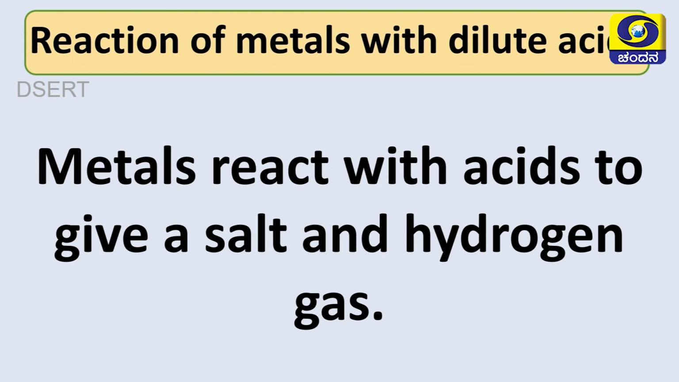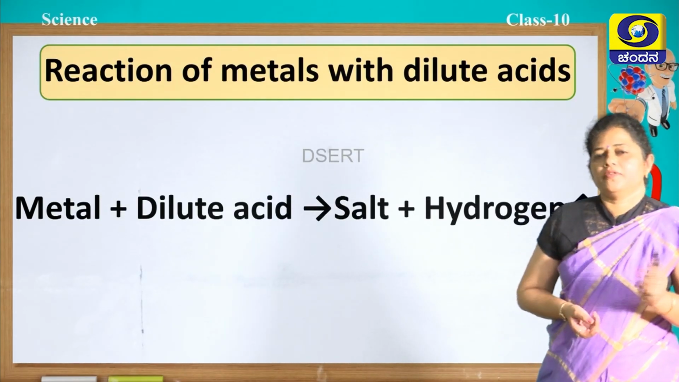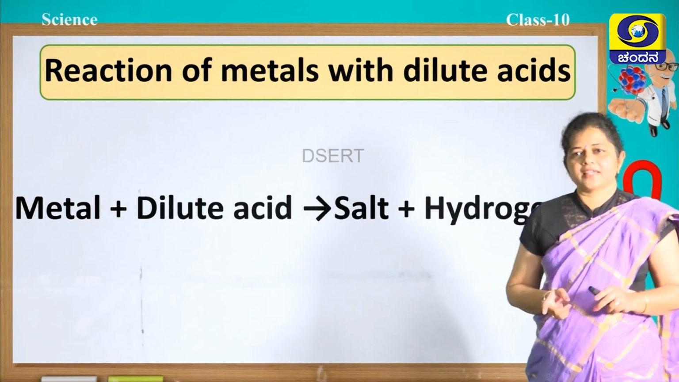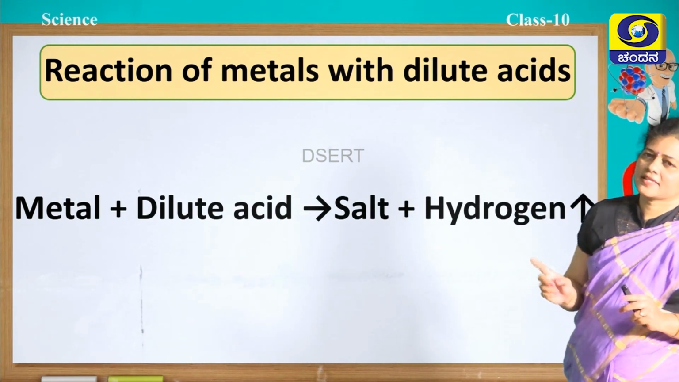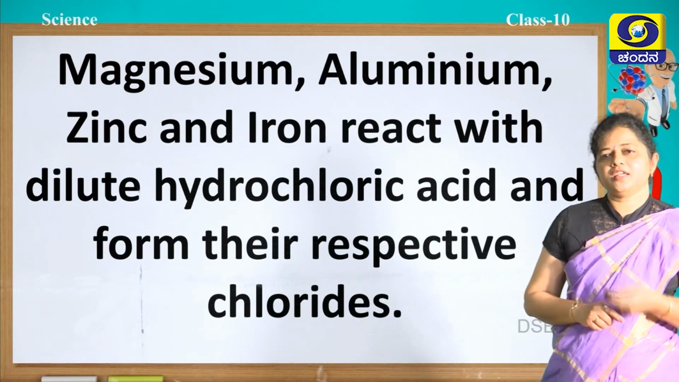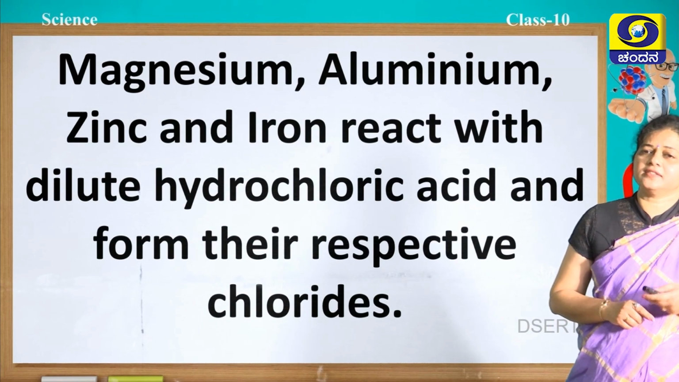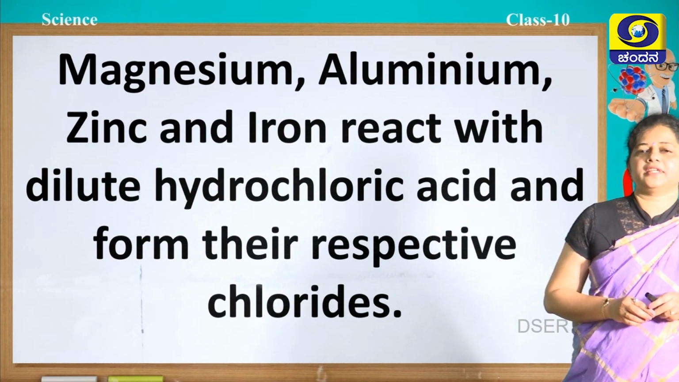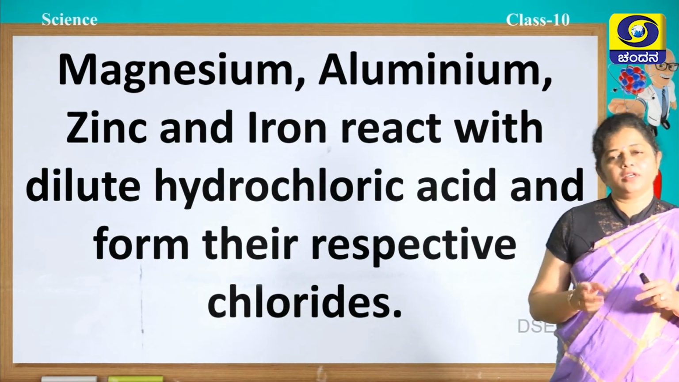Metals react with dilute acids. Now, how do they react? We will see. Metals react with acids to give a salt and hydrogen gas will be liberated in the process. Whenever a metal reacts with a dilute acid, you get salt and hydrogen gas is evolved in the process. Magnesium, aluminium, zinc and iron react with dilute hydrochloric acid and form their respective chlorides.